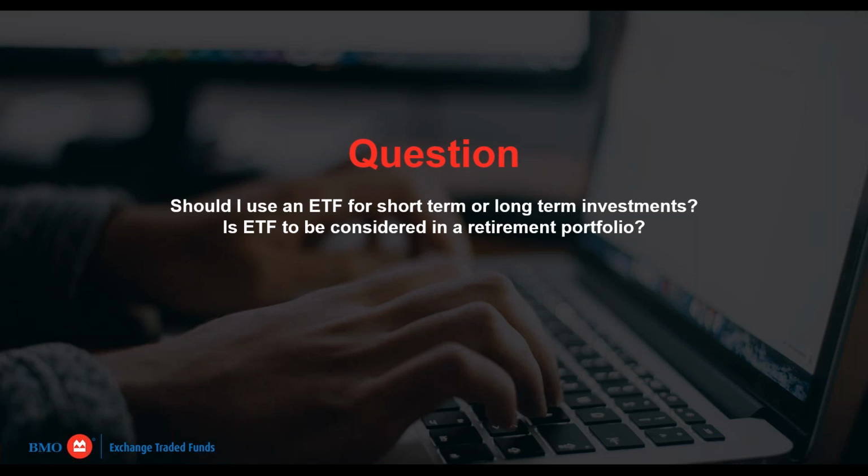So I think the answer is, if you have short-term views, you can tactically use some of our ETFs. If you have long-term views too, you can build your foundation with ETFs as building blocks to be a long-term hold for you as well. So depending on your objectives, depending on your view, you can kind of go either way.